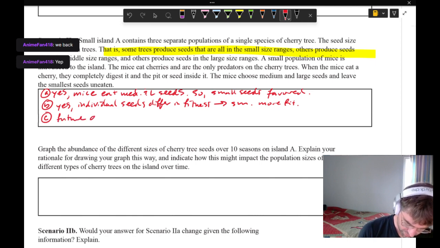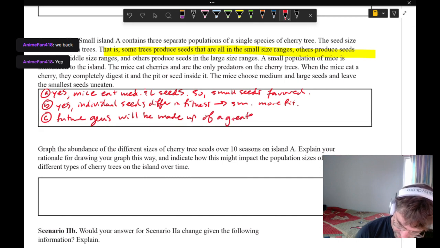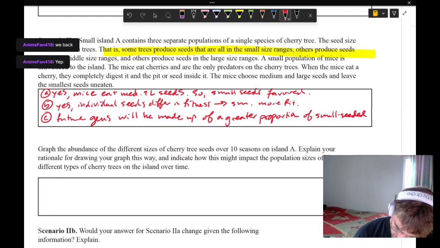Future generations will be made up of a greater proportion of small seeded trees.